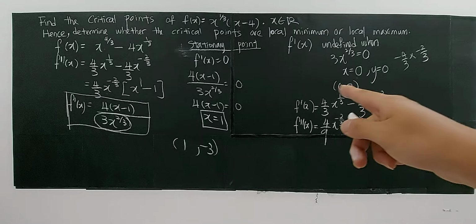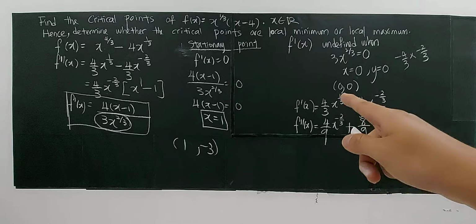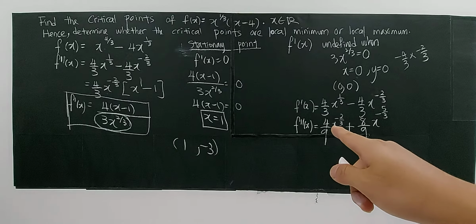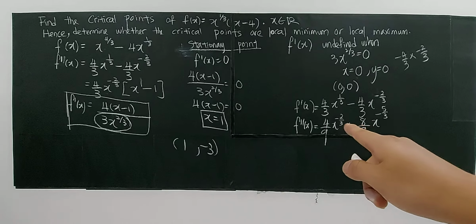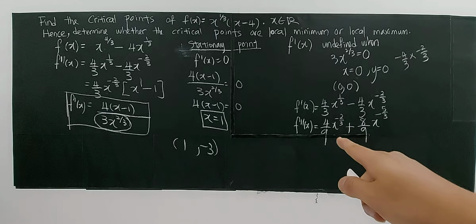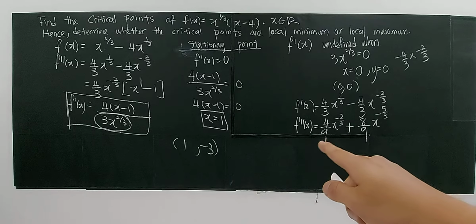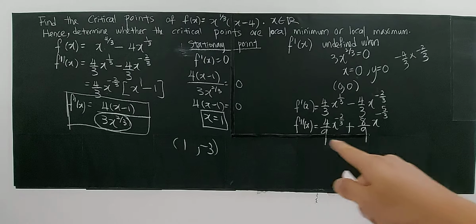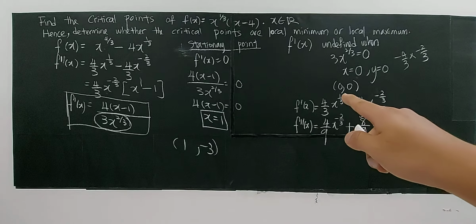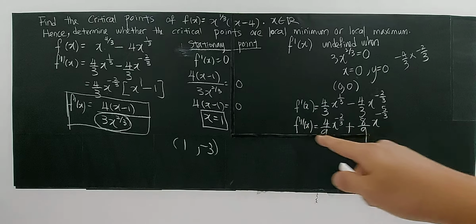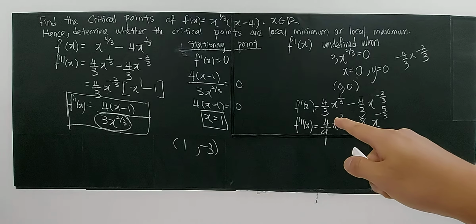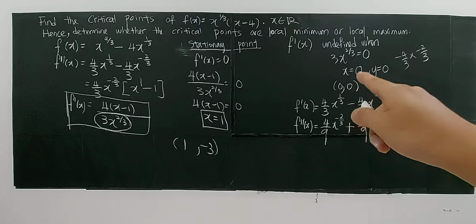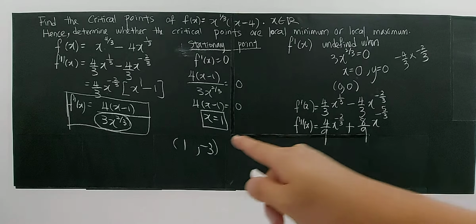But the problem here is the origin. If you substitute 0 into the second derivative, because of the x to the power of negative 2 over 3, you bring it down and have 9x to the power of 2 over 3 in the denominator. The denominator will be 0 in these two cases when you substitute this point. So the second derivative here is not suitable to identify the relative maximum or minimum of this point. It's only suitable for this one.